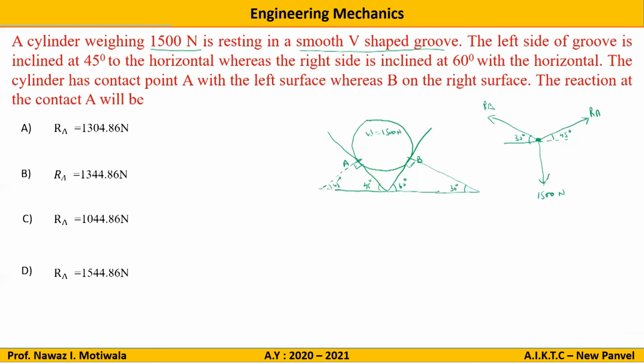Now you can see that there are three forces passing through one single point, so I can apply Lami's theorem. So I will get 1500 divided by sine of the angle between the other two forces. This angle will be 45 and 30, which is 75, so this is 105. So 1500 over sine of 105 is equal to RA divided by sine of (90 plus 30), so sine of 120. If I cross multiply, I will get the answer for RA as 1344.86 newton, which is the option number.